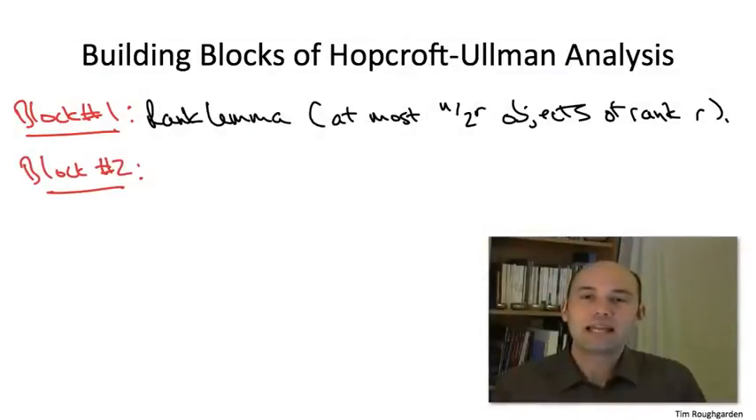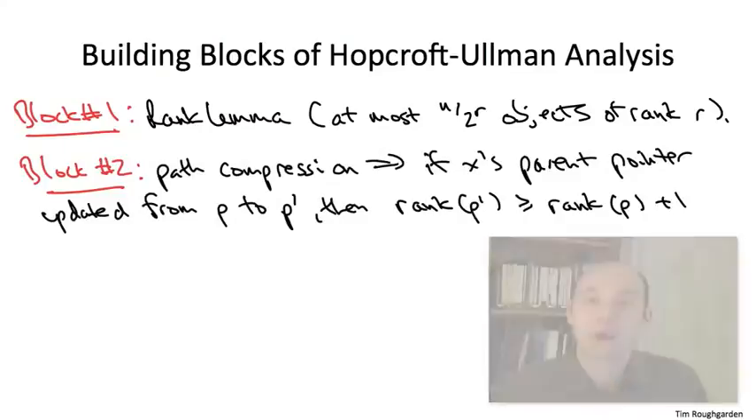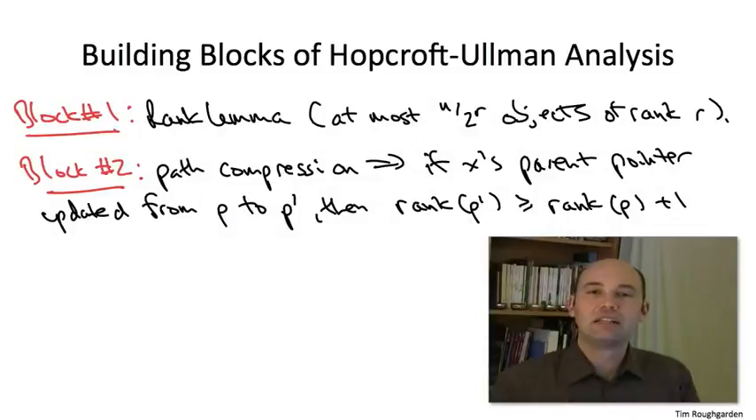But of course, we needed a second building block to exploit the fact that we were using the path compression optimization. So how did we quantify the progress made by path compression? Well, we argued that every time a node has its parent pointer updated in path compression, it acquires a new parent with strictly larger rank. So you can think of the Hopcroft-Ullman analysis as a clever and essentially optimal exploitation of these two building blocks.